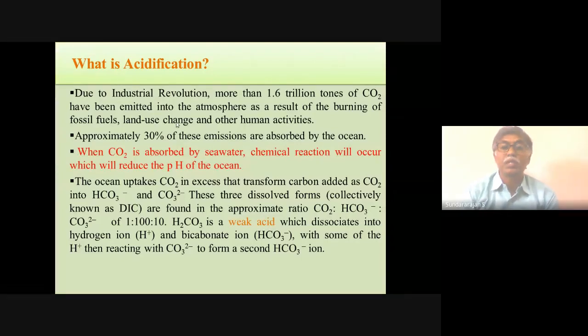This ratio is 1:100:10. One molecule of carbon dioxide, an intermediate unstable molecule, bicarbonate HCO3-, and carbonate, which is most important for calcifying organisms. Then this H2CO3, carbonic acid, is a weak acid which forms from CO2 dissolved in water.